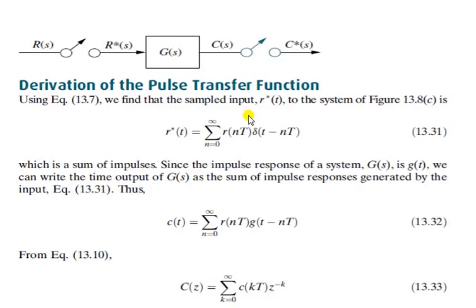Hello guys, today we will talk about the derivation of the pulse transfer function. For this we will refer to this diagram where we have the input. After this we have the phantom sampler, which is used to convert this input into the digital form. So we will write here R star S. This is the main plant, then we are getting the output, then again we have the phantom sampler, and this is the final output in the digital form.